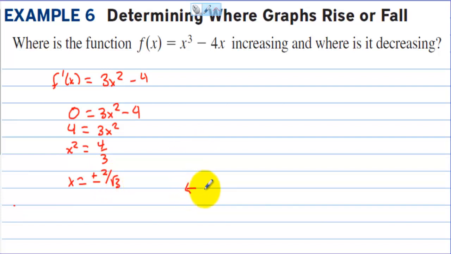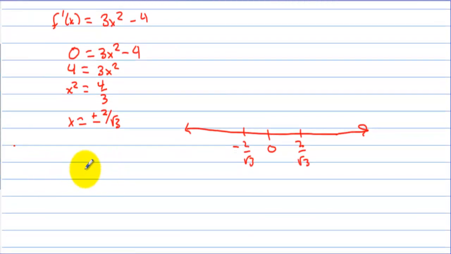Let's go to the number line now. And we have, let's put 0 in the middle. We have -2 over square root of 3, and we have +2 over square root of 3. Now square root of 3 is less than 2. So when I take 2 divided by, let's say, 1.5, that's probably going to be 1 point something. So I'm pretty safe if I pick maybe -2 and 2 as the test points. So we're looking at zeros of -2 over square root of 3 and +2 over square root of 3.